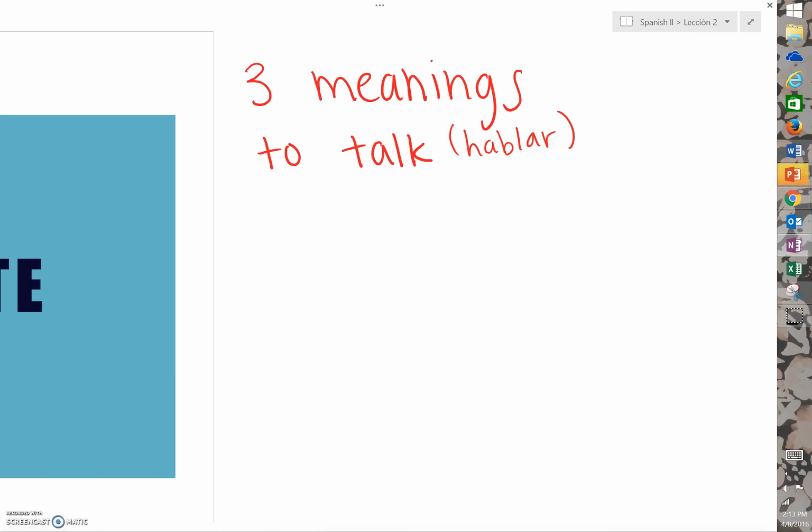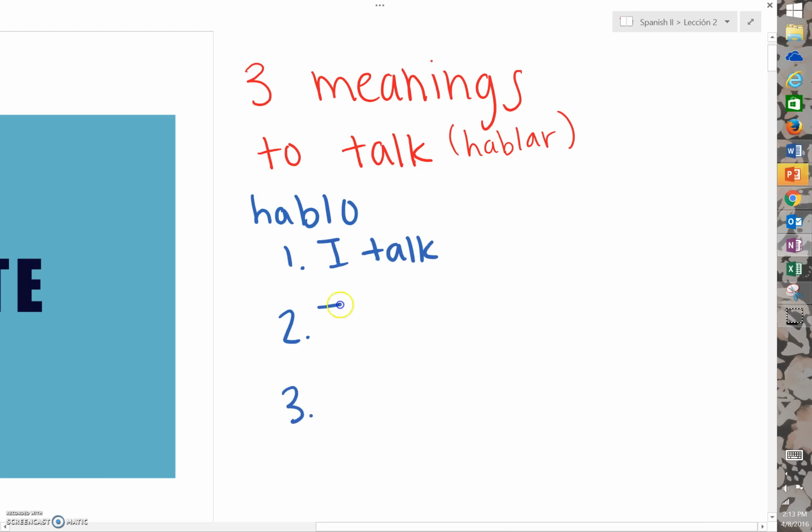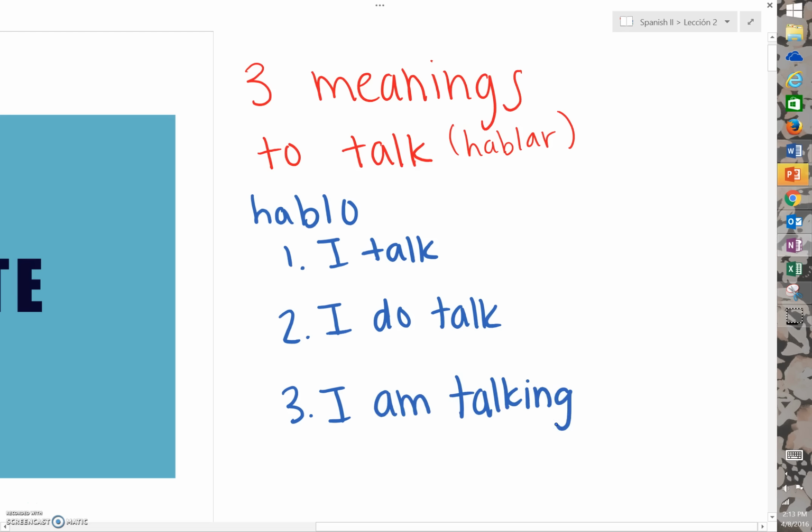Let's look at a verb. For example, to talk, or hablar in español. If we put hablar into the yo form of hablo, it means 3 things. It could mean I talk, I do talk, and I am talking. Hablo means 3 different things. I talk, I do talk, I am talking.